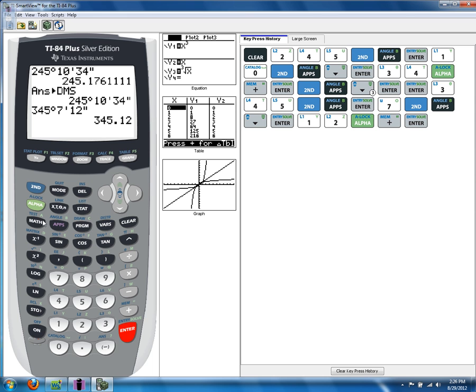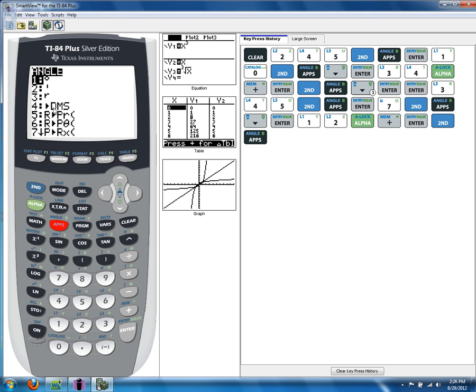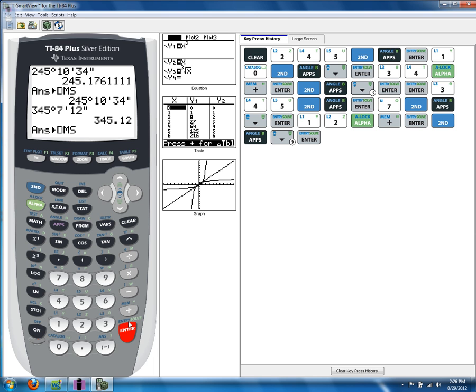You go to angle, so second, you go to the angle, and then this number 4, the arrow 2 DMS means to degrees, minutes, seconds. Hit enter, it'll come up with this, and I hit enter again, and it converts it back. Okay?